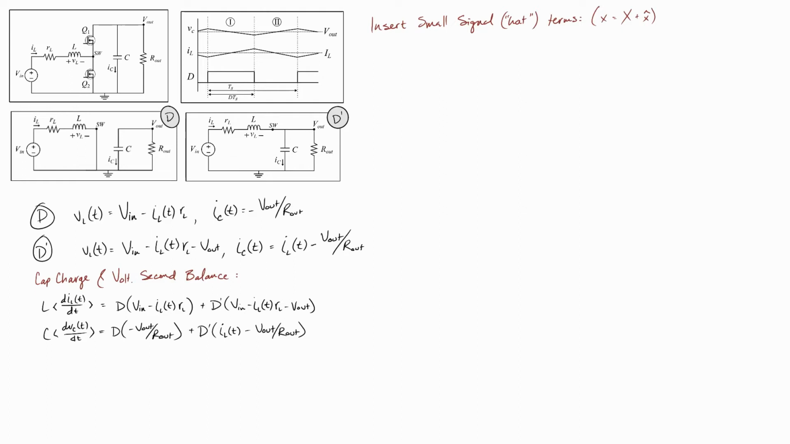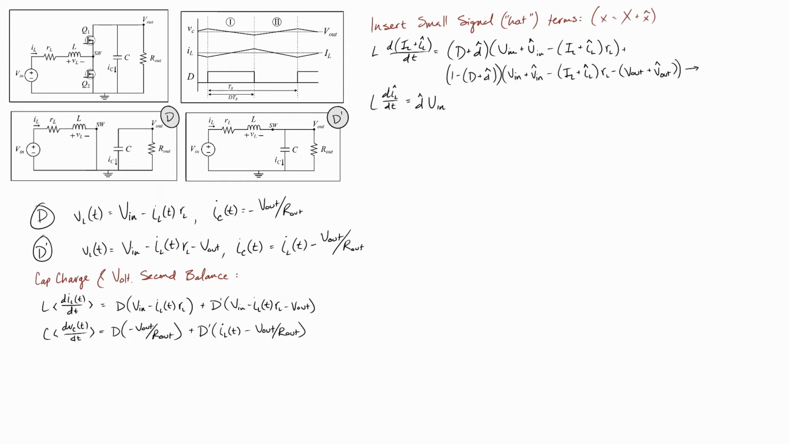So if we take the inductance equation that we've just written and we add all these hat terms, that's going to give you IL plus IL hat, D plus D hat, same for Vn, and then for D prime you'll actually have 1 minus D plus D hat, and you can take that entire equation and then multiply all the terms out and get this larger expression.